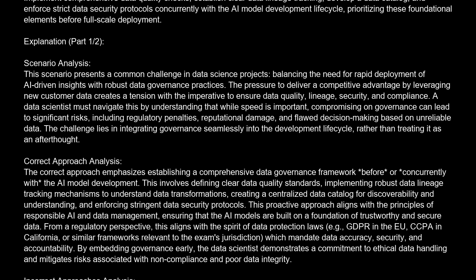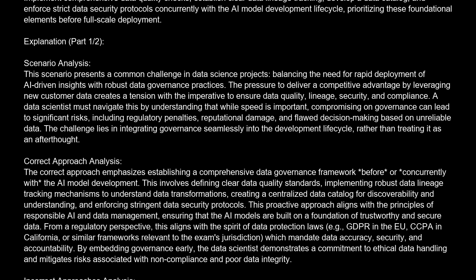Correct approach analysis. The correct approach emphasizes establishing a comprehensive data governance framework before or concurrently with the AI model development. This involves defining clear data quality standards, implementing robust data lineage tracking mechanisms to understand data transformations, creating a centralized data catalog for discoverability and understanding, and enforcing stringent data security protocols. This proactive approach aligns with the principles of responsible AI and data management, ensuring that the AI models are built on a foundation of trustworthy and secure data.